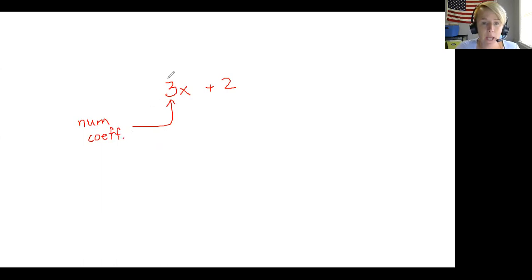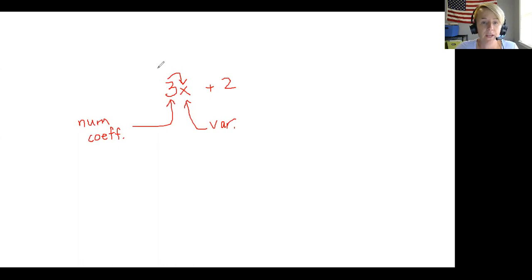And this is any number that is attached to an unknown number or a variable, which is what x is in this case. X is a variable. It's not the multiplication sign. It's a variable. It's an unknown thing that we must solve for in this problem.